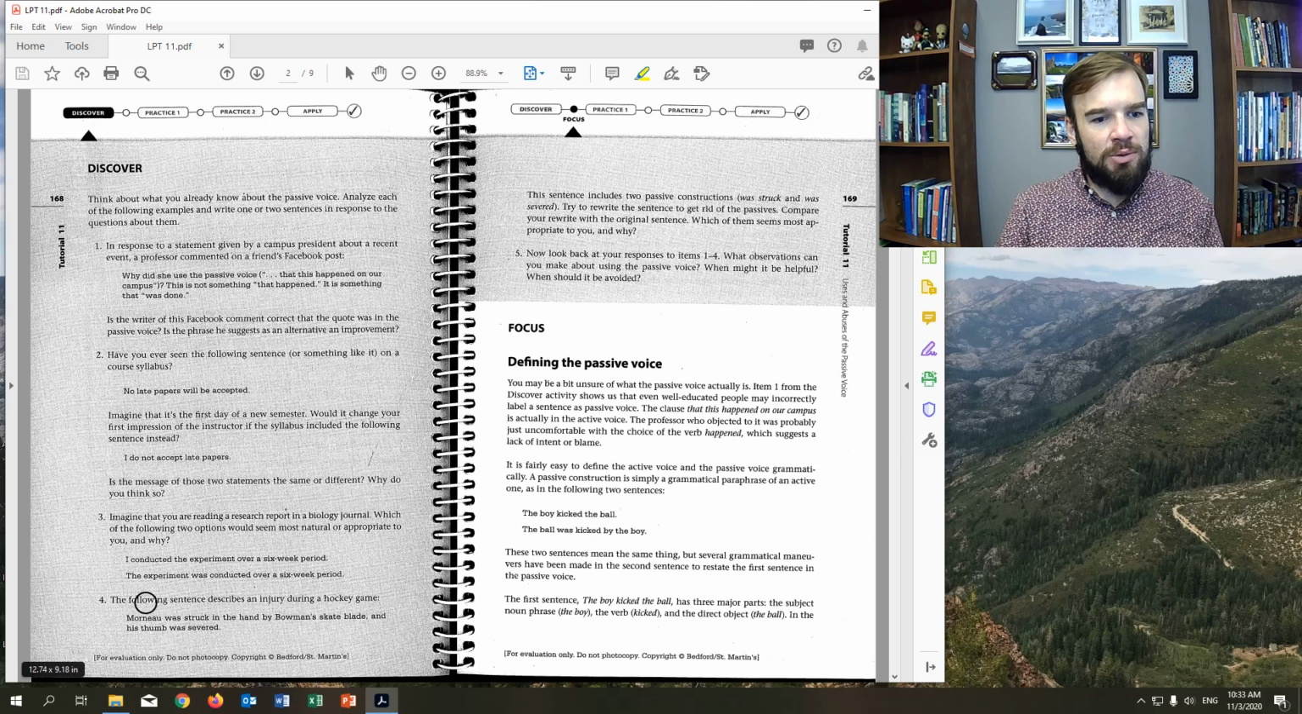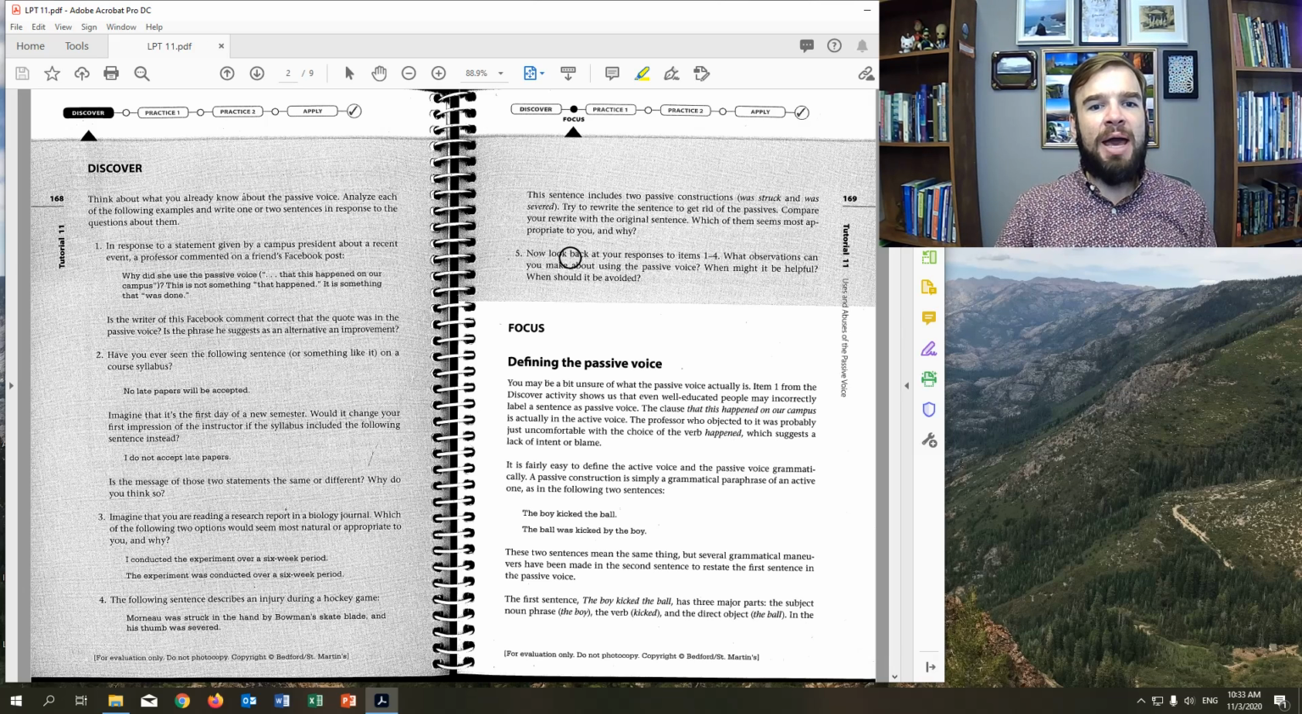4. The following sentence describes an injury during a hockey game. Quote, "Morneau was struck in the hand by Bauman's skate blade and his thumb was severed." Severed means cut off. Now, this sentence includes 2 passive constructions, was struck and was severed. Try to rewrite the sentence to get rid of the passives. Compare your rewrite with the original sentence. Which of them seems most appropriate to you and why?